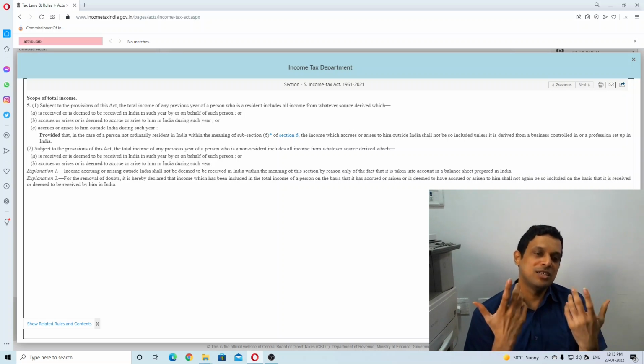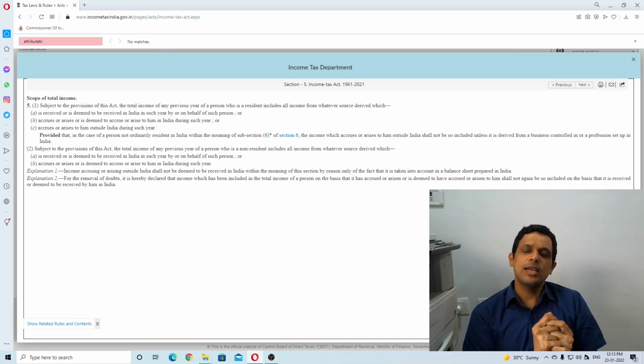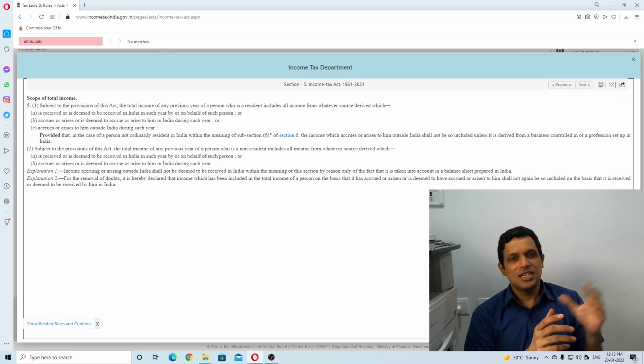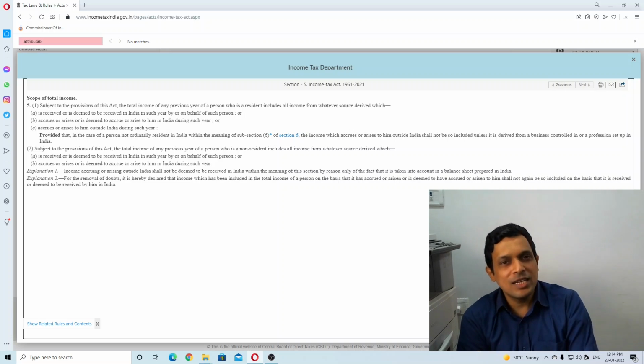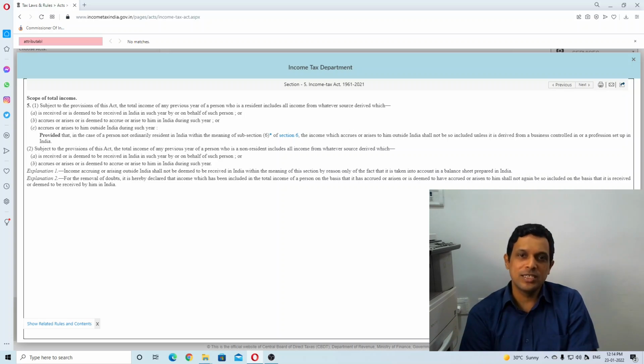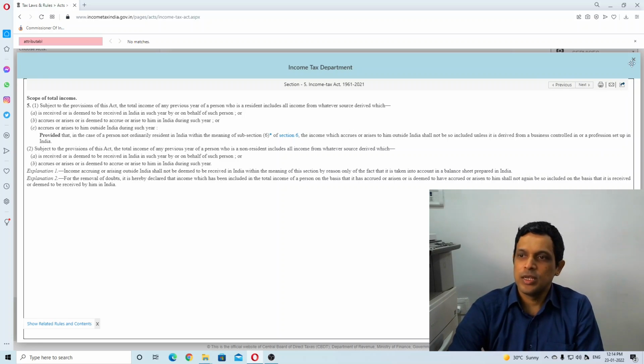Now the key thing is received or deemed to be received and accrues or arises is a bit intuitive. But the notion of deemed to accrue or arise is actually very wide-ranging and very controversial. And that is a matter of section 9, which we will look at next.